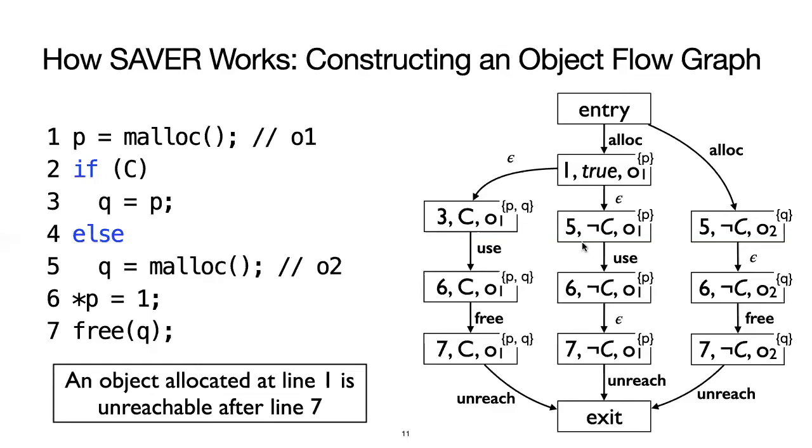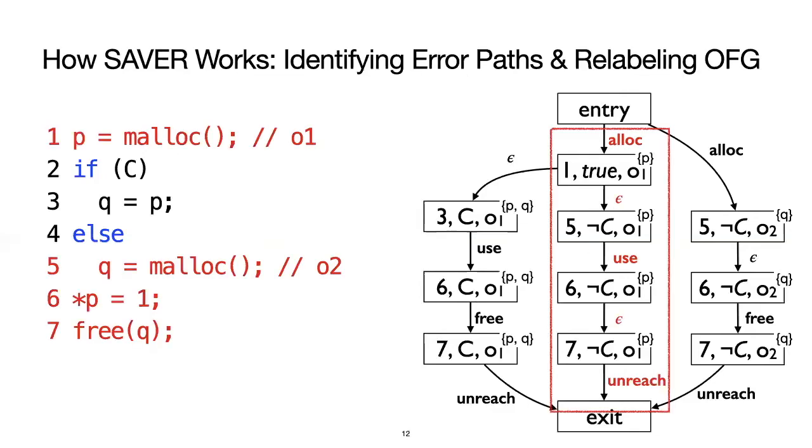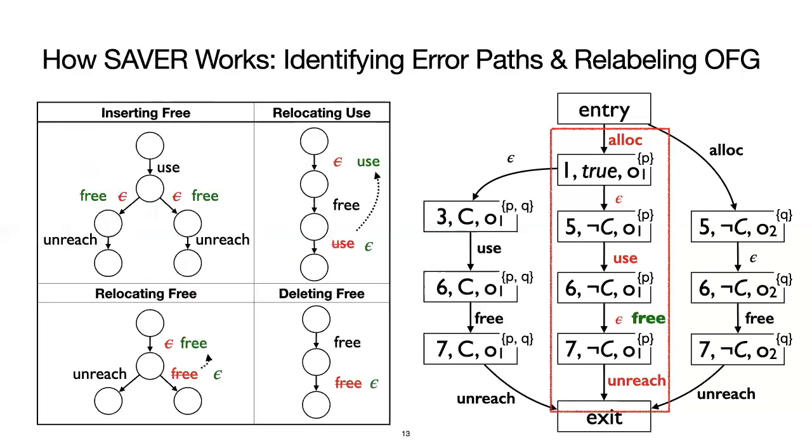After drawing the OFG, SAVER tries to fix the error by relabeling the graph. Note that the memory leak is captured by this red path. Concatenating labels over the path produces the string of events here. This string indicates that the object is allocated and used along the path, but it becomes unreachable without being freed.